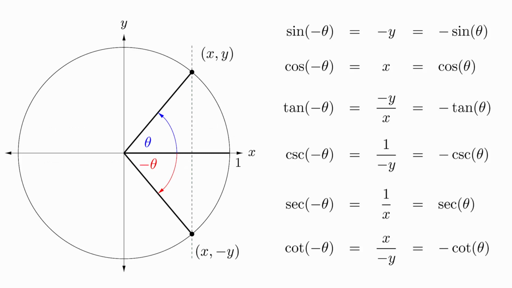The key idea is to think about the geometry of the unit circle. If you take the point on the unit circle that you get with the angle theta, then the point on the circle corresponding to negative theta is the reflection of the original point across the x-axis. This keeps the x value the same, but changes the sign on the y value. This picture is more important than memorizing that the cosine function is even and the sine function is odd.